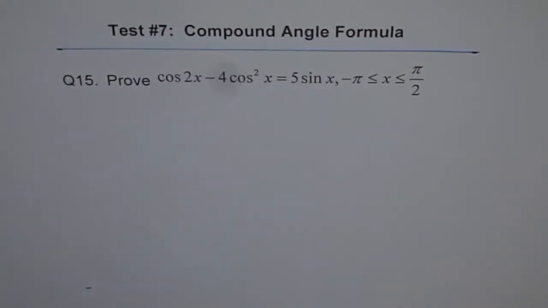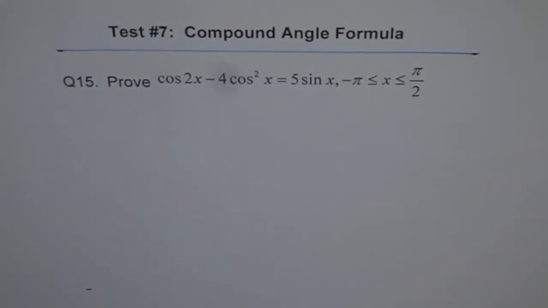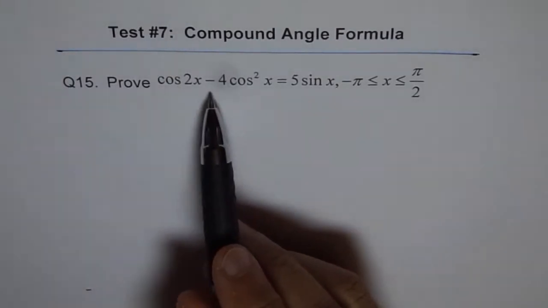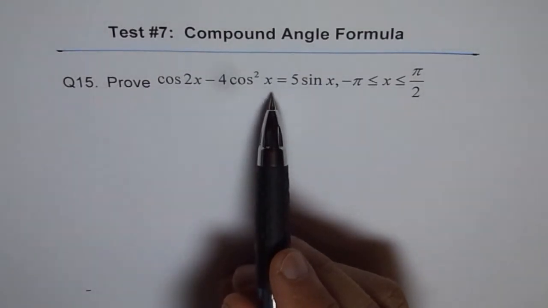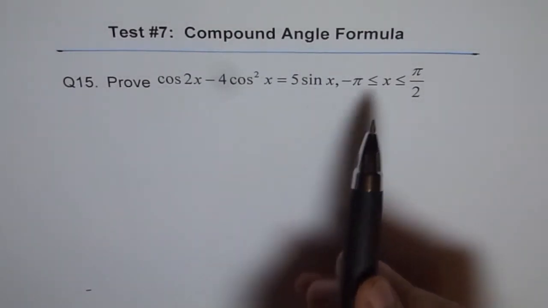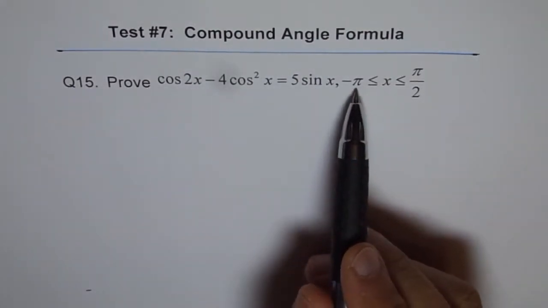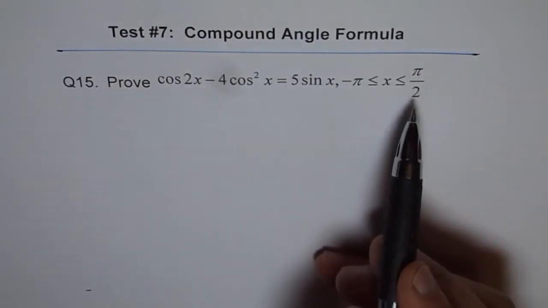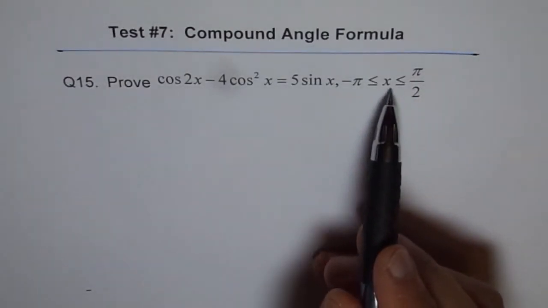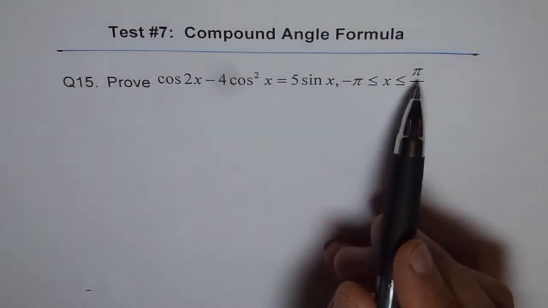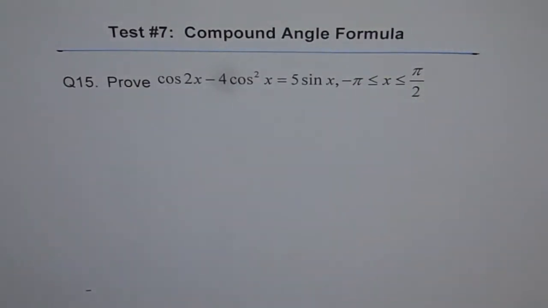Question 15 of test 7, compound angle formula. Here we have a couple of identities, and this one is very interesting. It is cos 2x minus 4 cos square x equals 5 sin x, where x is between minus pi to pi by 2. That's the domain. So take care of the domain when you write down your answer. Copy the question and write down your solution, and then look into my suggestion.